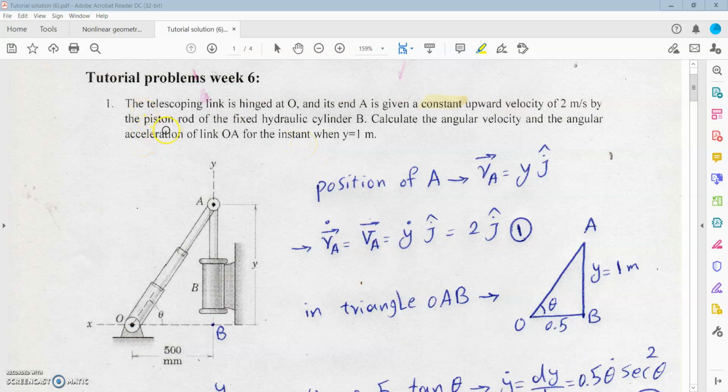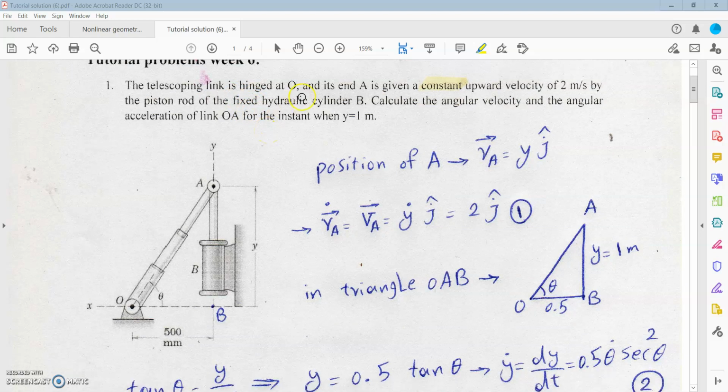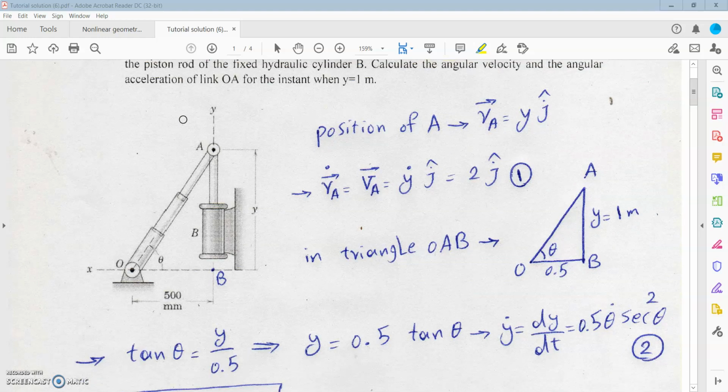Here, the telescopic link is hinged at O and its end A is given a constant upward velocity of 2 meters per second by the piston rod of the fixed hydraulic cylinder B. Calculate the angular velocity and the angular acceleration of link OA for the instant when y is equal to 1 meter. Here there are two different methods.